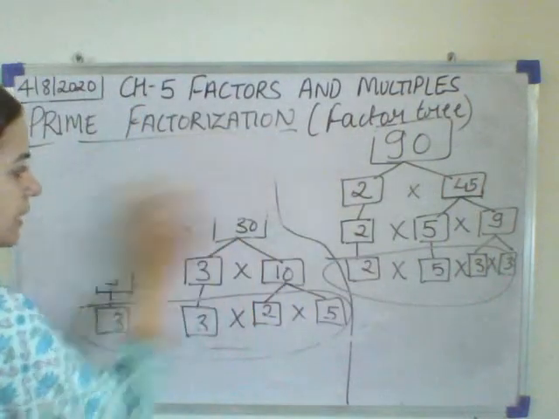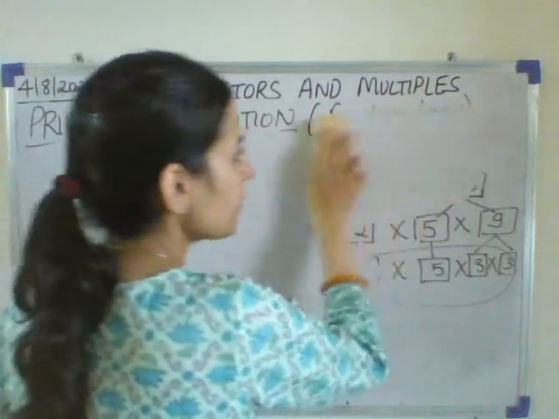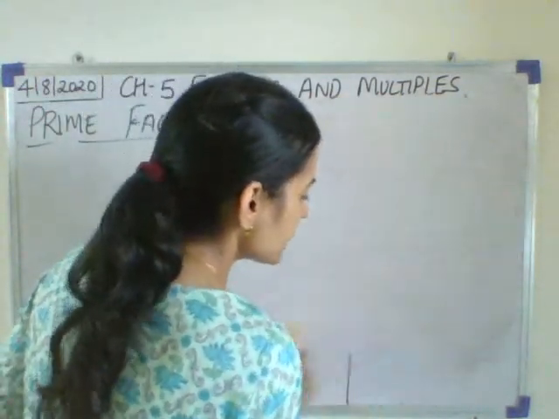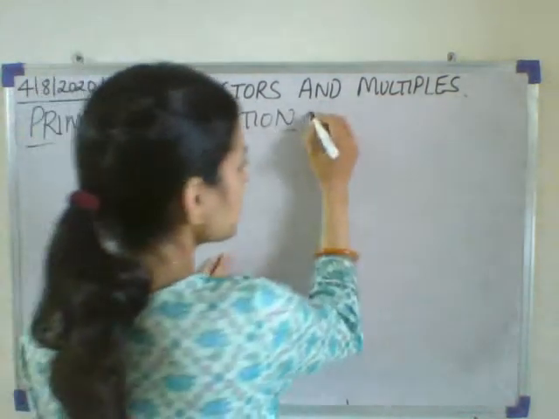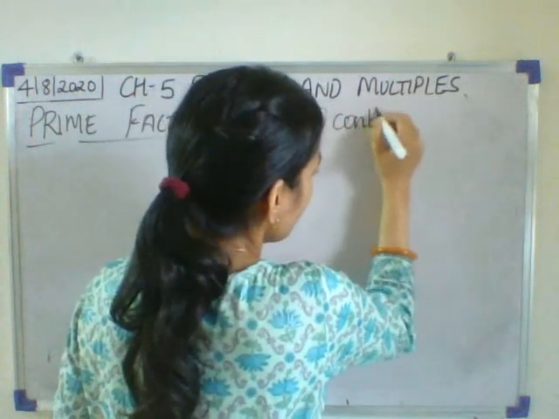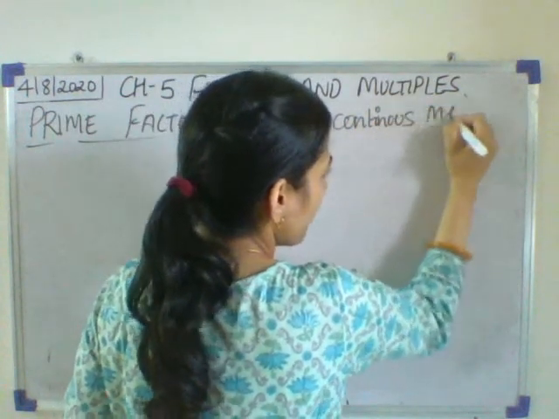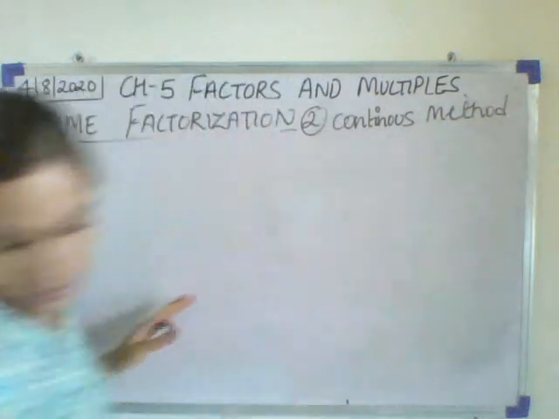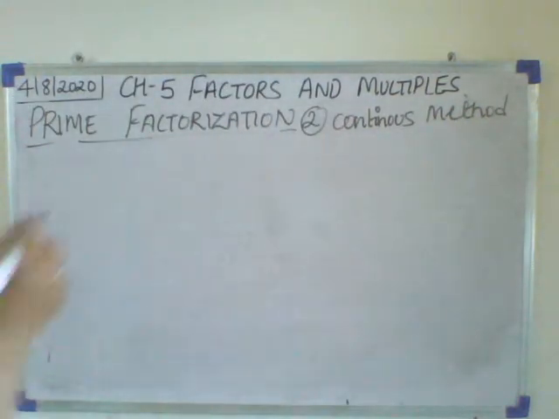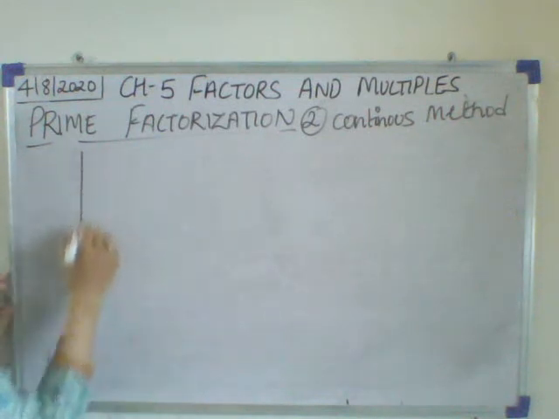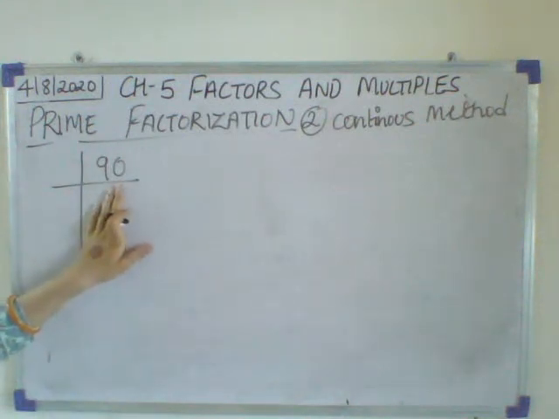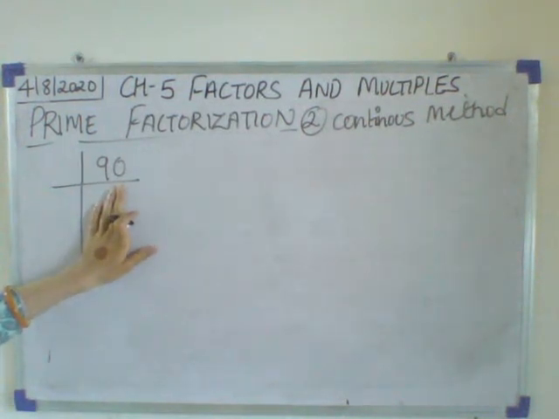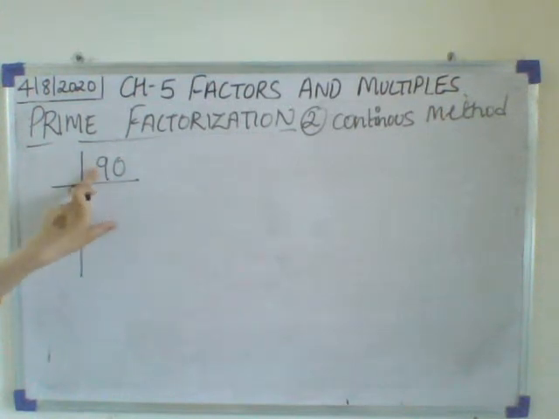Next we will be studying prime factorization by the second method. That second method is known as the continuous method. It is the second method of prime factorization. I am taking the same number, that is 90. So how will you do this continuous method? You have to start dividing by the smallest prime factor. You have to divide this 90 with the smallest number.